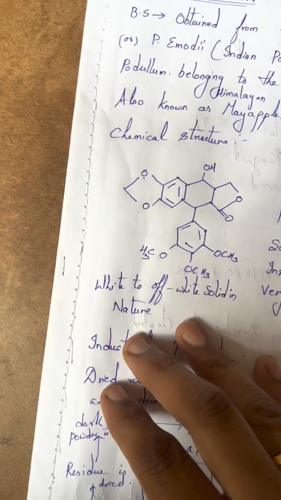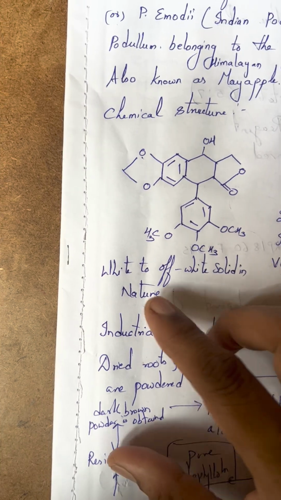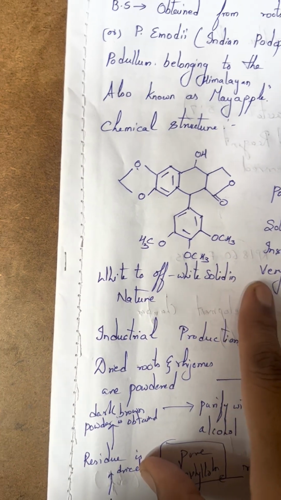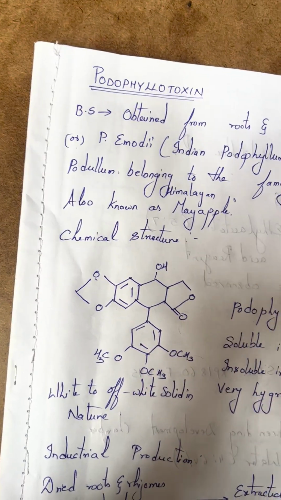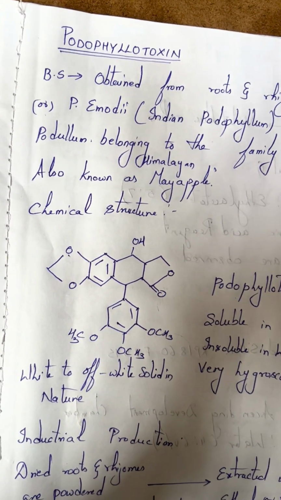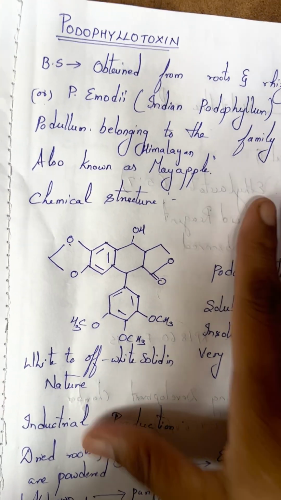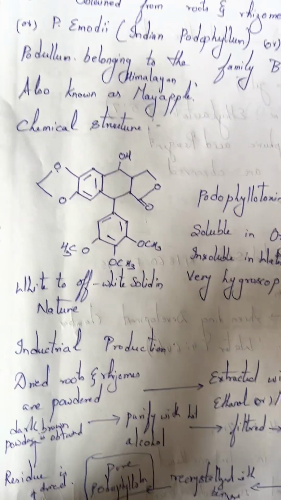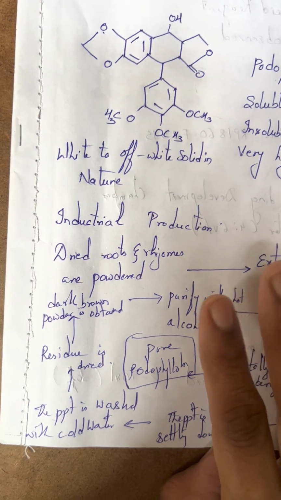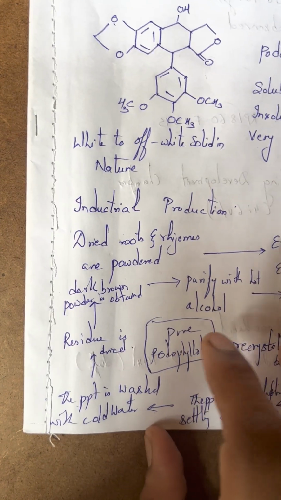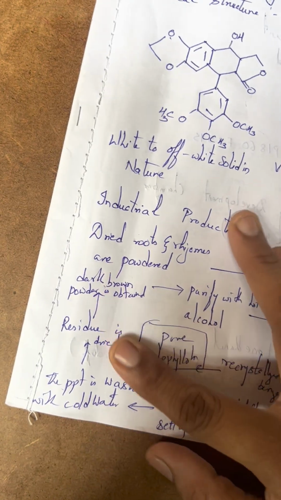Next, coming to its nature, how it looks. It looks like a white to off-white solid, in the form of an amorphous powder. So that is about the chemical nature of podophyllotoxin. Now when we go for the industrial production and the estimation, the first one is industrial production.